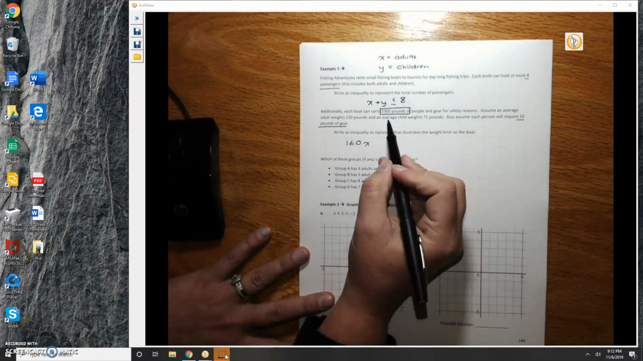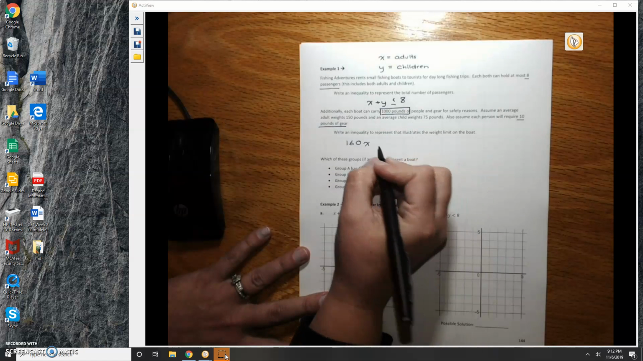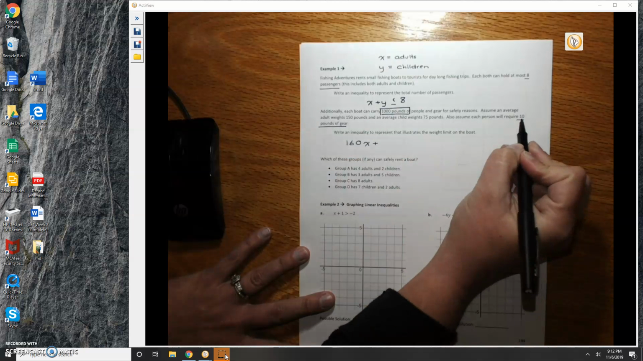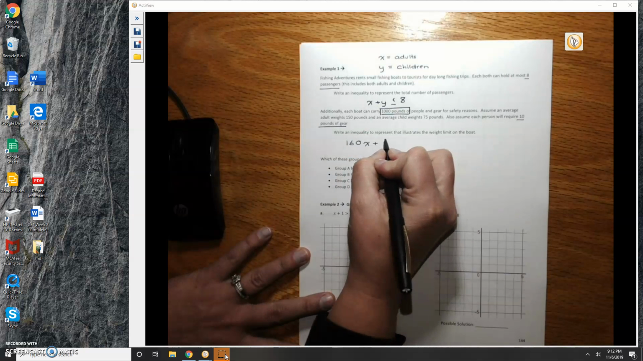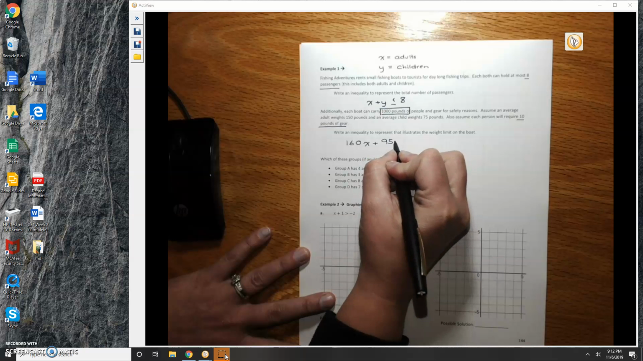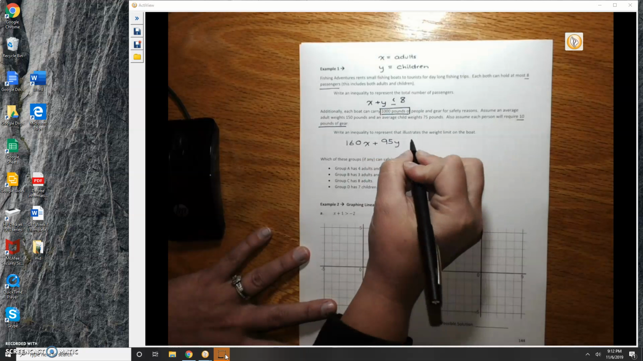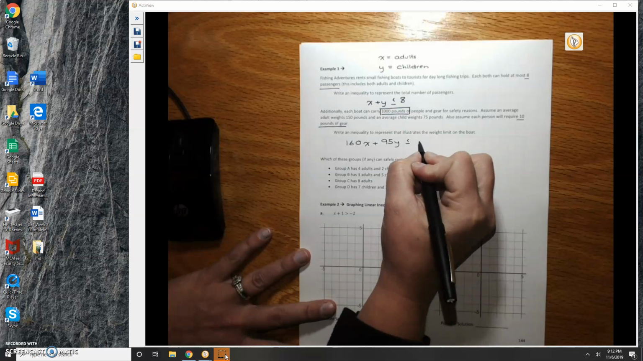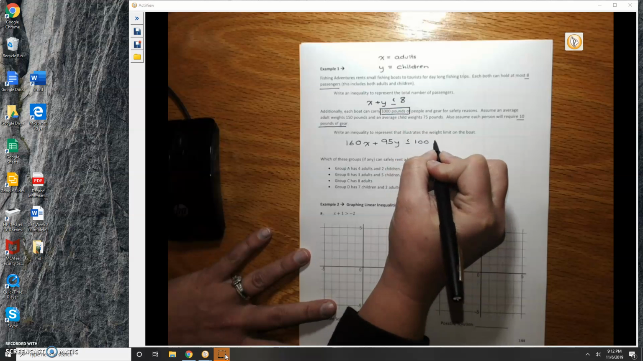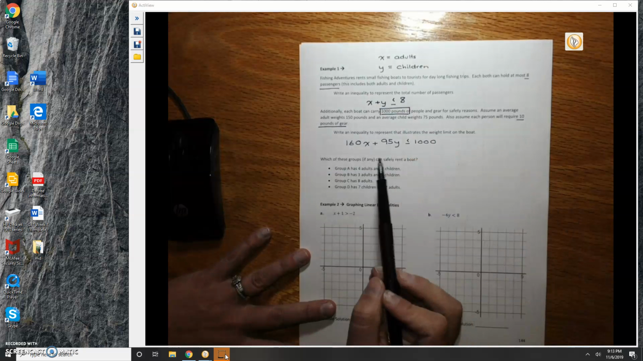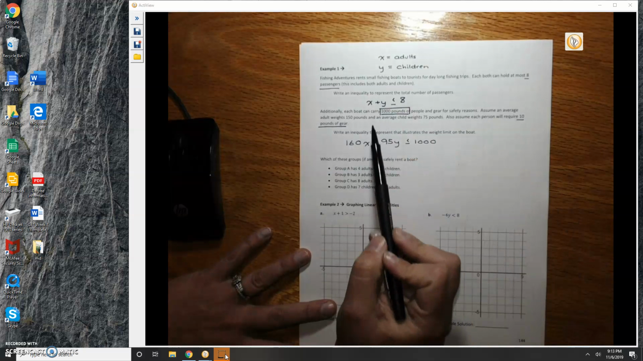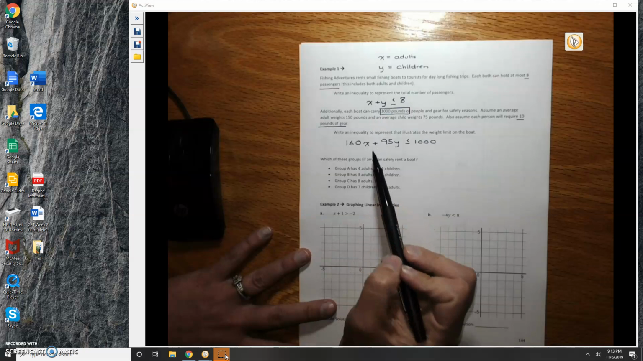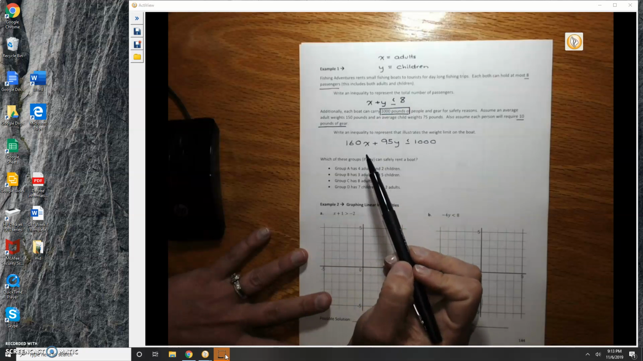All right, an average child weighs 75 pounds, but remember they have to carry the 10 pounds of gear. So that'll be 95y. And this needs to be less than or equal to 1,000 pounds. All right, so that is where we are at. We have 2 separate inequalities, one with our total number of people and the other one with our weight limit.